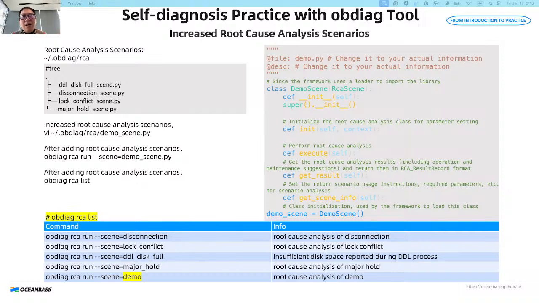The last one is root cause analysis scenarios. The operation of this function is a little more complicated and requires the user to write some Python code. For example, you can create a scene analysis file in the file directory on the left. The picture on the right shows the content of the analysis file. After adding, we execute the command obdiag rca list to view the scene analysis file demo we just added.